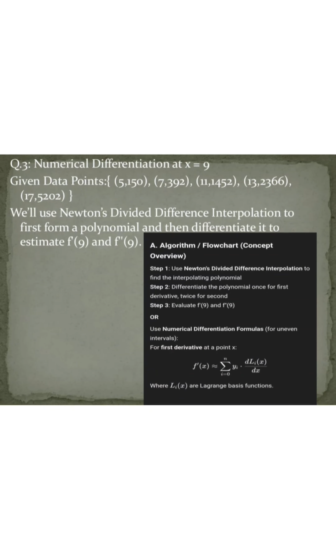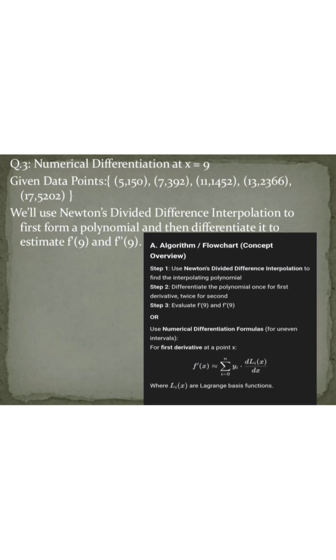Numerical differentiation at x equals 9 given the data points. We will use Newton's divided difference interpolation to first form a polynomial and then differentiate it to estimate f'(9) and f''(9). Here's the algorithm. Step 1: use Newton's divided difference interpolation to find the interpolating polynomial. Step 2: differentiate the polynomial once for the first derivative, twice for the second. Step 3: evaluate f'(9) and f''(9), or use numerical differentiation formulas for uneven intervals.